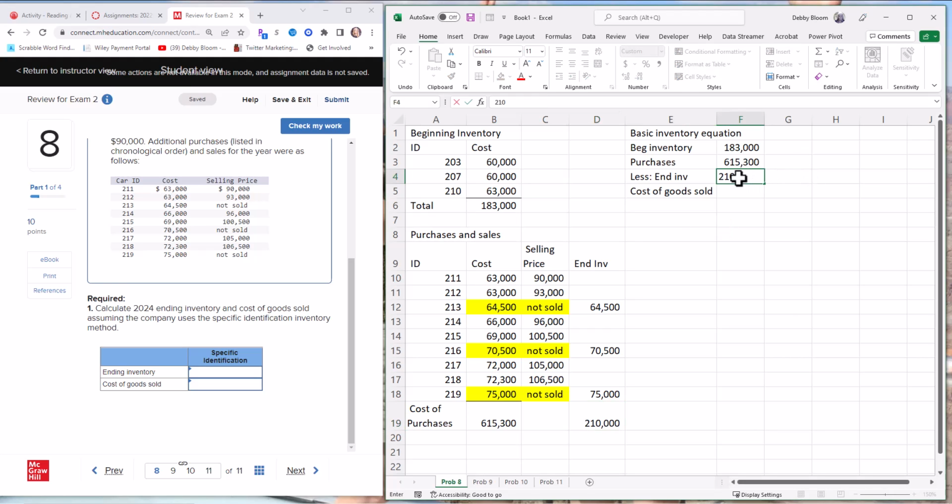So I'm just going to put the $210,000 in the ending inventory. Now all we have to do is take our beginning inventory, add our purchases, and subtract the ending inventory to come down to cost of goods sold. So using specific identification, we've decided that our ending inventory is $210,000 and our cost of goods sold is $588,300.